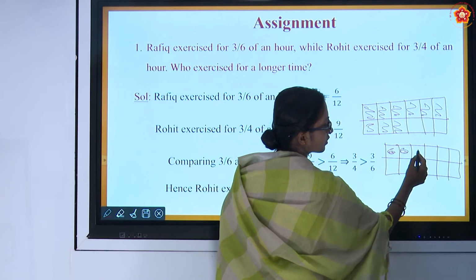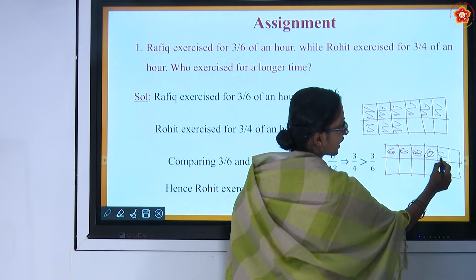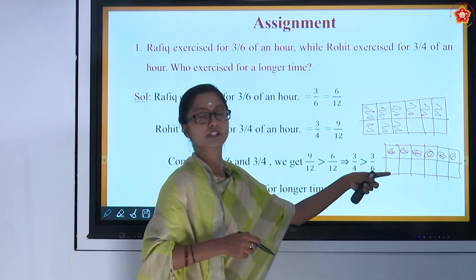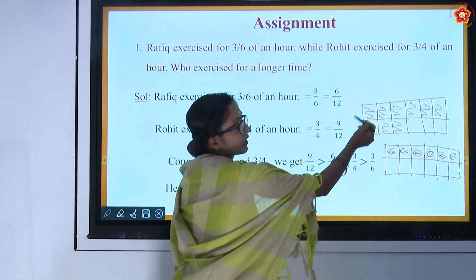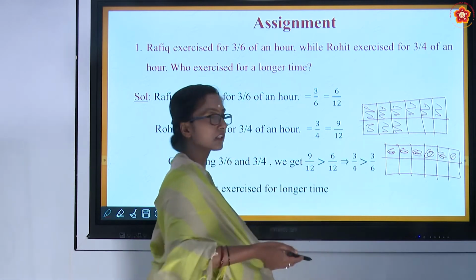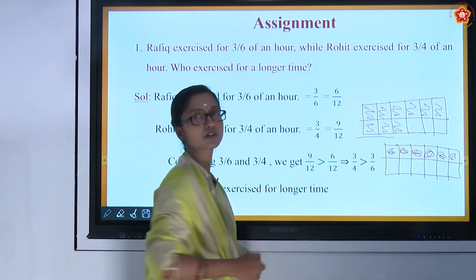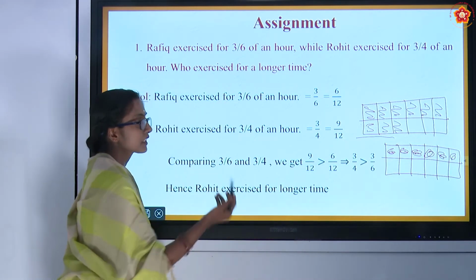1, 2, 3, 4, 5, 6. See, when you compare both the boxes, 9 by 12, the shaded part is higher, 9. The greater shaded part we can find in this box. So, 9 by 12 is greater.